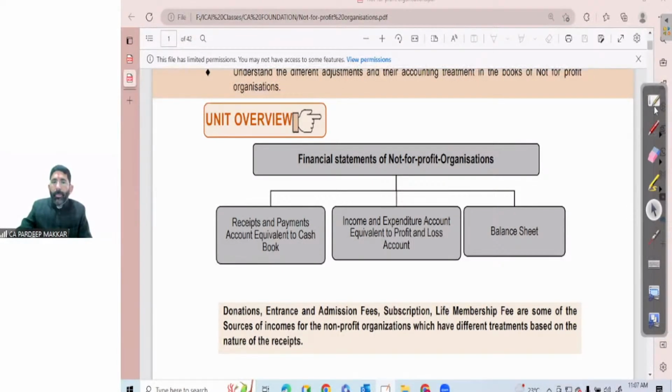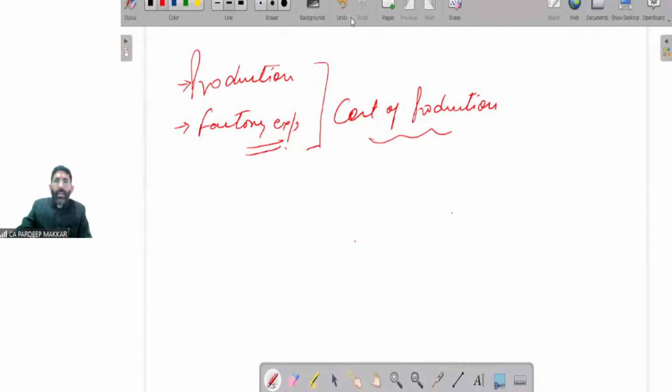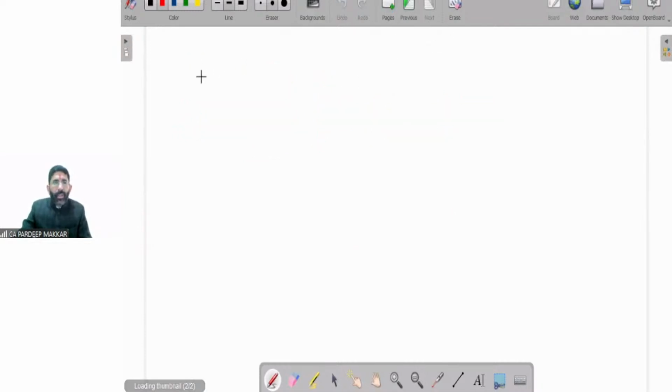I think you people know better that these organizations are specifically those which are dealing in social welfare and public welfare, where there is no profit motive. So any organization which has been working without a profit motive is covered under not for profit organizations.